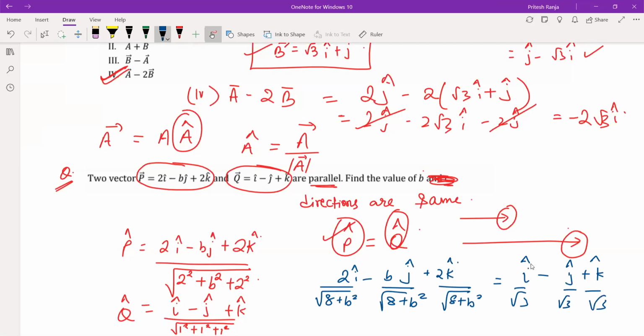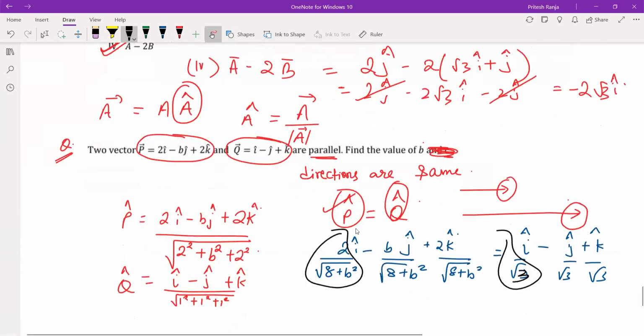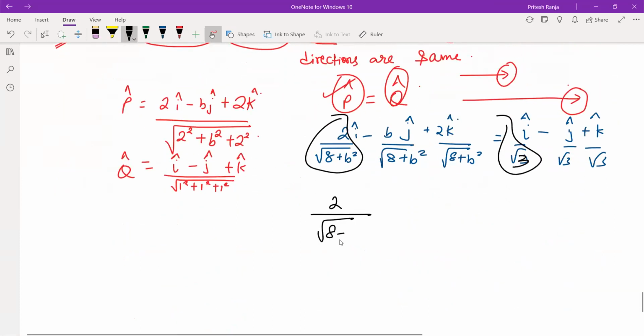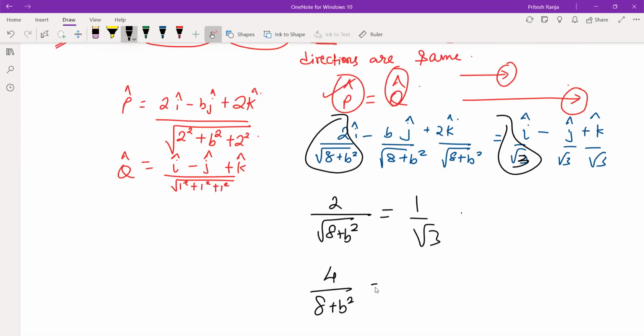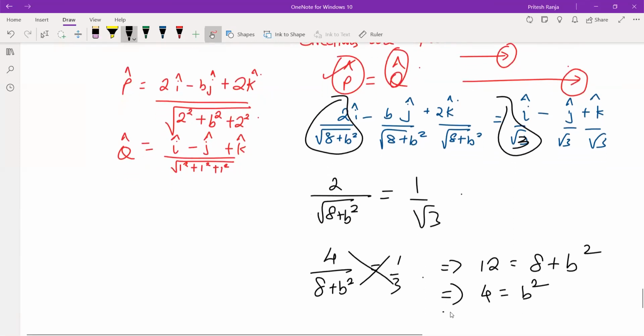So you can take any coefficient and equate the coefficients. Let us say I take this one and equate it with this one. So what do we get? 2 by root 8 plus b squared is equal to 1 by root 3. So to find b, I will square both sides. So 4 by 8 plus b squared is equal to 1 by 3. Now we will cross multiply. So this gives 12 is equal to 8 plus b squared. So from here, what will b squared be? 4. And what will b be? It will be plus minus 2.